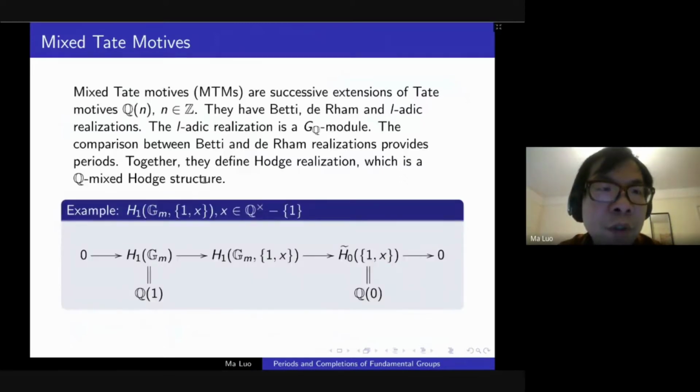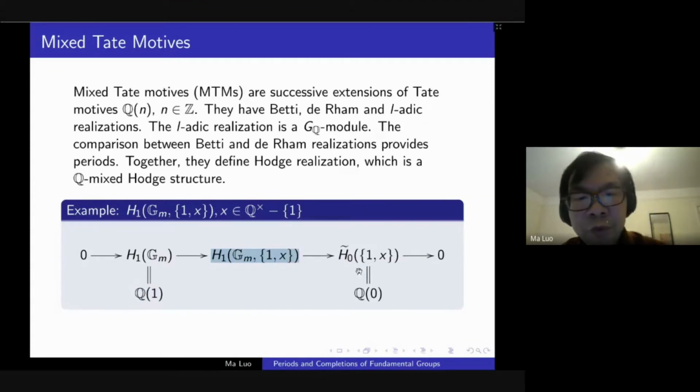So a typical example is like this. It's a relative homology of G_m relative to 1 and X. And it's a mixed motive where it has two pure parts. One is Q(0), the other is Q(1), which has weight -2. Anyway, they combine together in a specific way and give you this extension of Q(0) by Q(1).